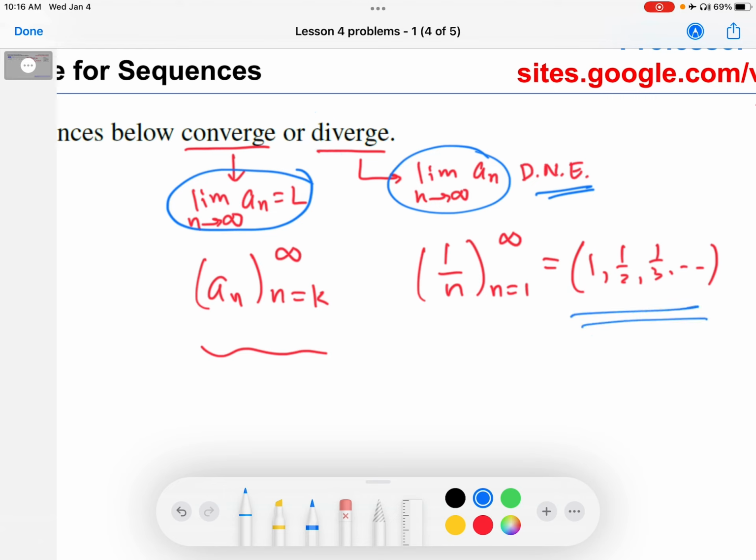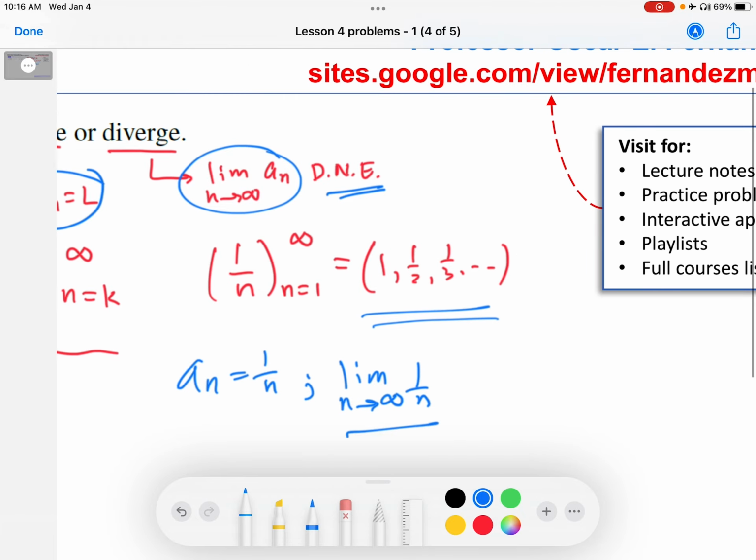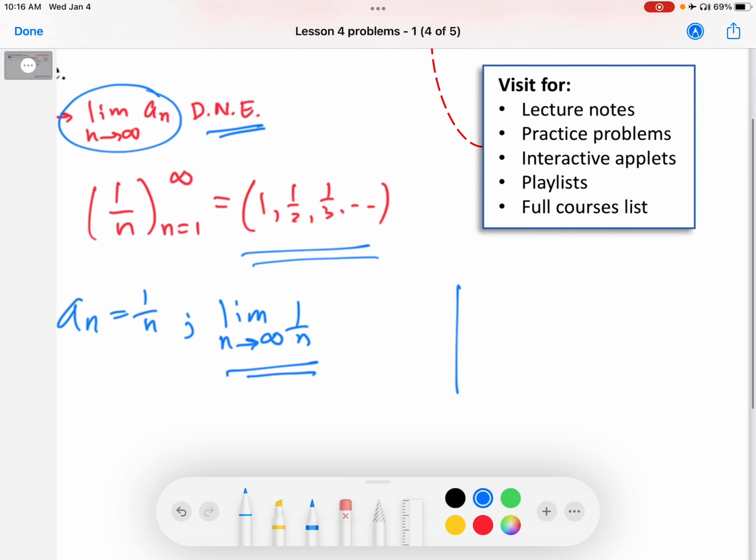Okay, so going back to our running example here, a sub n is 1 over n. And I'd like to calculate the limit as n goes to infinity of 1 over n. So we are back in Calculus 1, right? We're calculating limits as n goes to infinity. There is a limit that you've probably calculated before that looks very similar to this one, which is the limit as x goes to infinity of 1 over x.